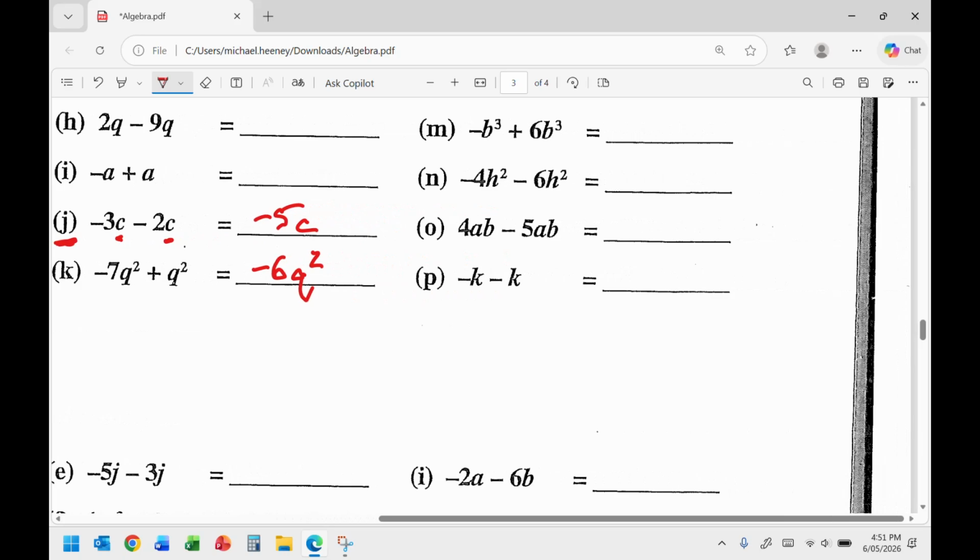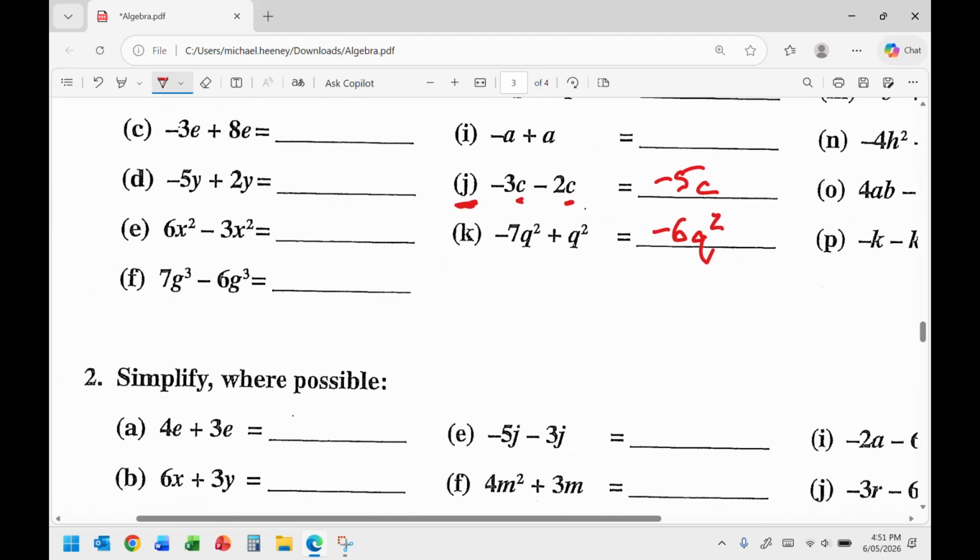Coming across, let's see, 4ab minus 5ab, or 4 minus 5 is minus 1, and our term is ab, so we're going to have minus 1ab. Notice I'm just writing minus ab. It's algebra. We know that it is minus 1, but in algebra we tend to not write a 1, so just minus ab.